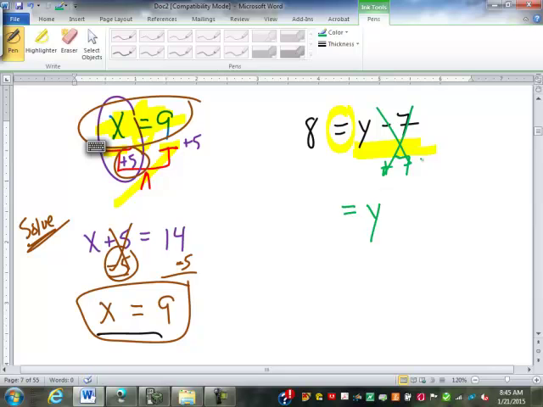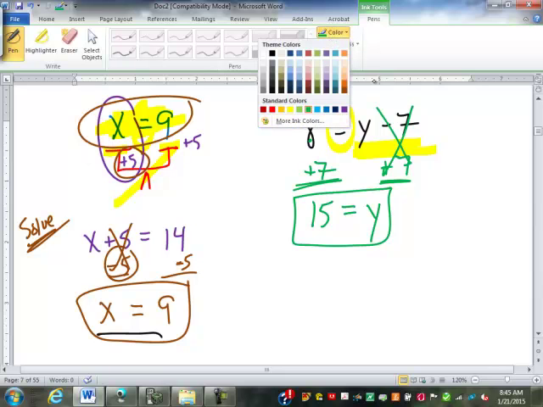Now again, because this is a balanced scale or a balanced equation, whatever we do to one side, we have to do exactly the same thing to the other. We added 7 over here. We must add 7 over here. 8 plus 7 is 15. So y equals 15 is the solution to that equation.